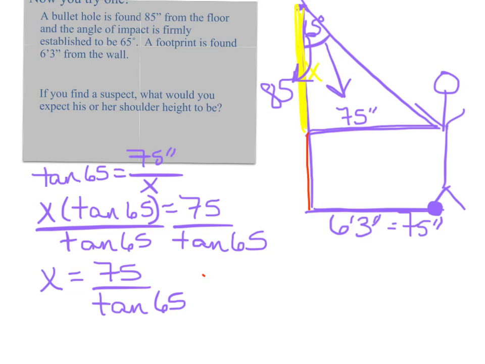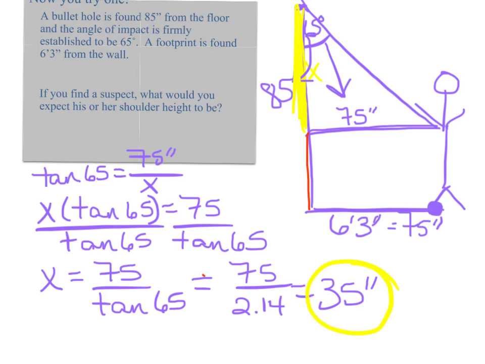And when I do the math, again, making sure that my calculator is in degrees, not radians, I'm going to get x equals 75 over 2.14, which is going to give me 35 inches. Yay, my shooter's 35 inches tall. No, my shooter's not 35 inches tall. That was that distance marked x. This distance right here is 35 inches.